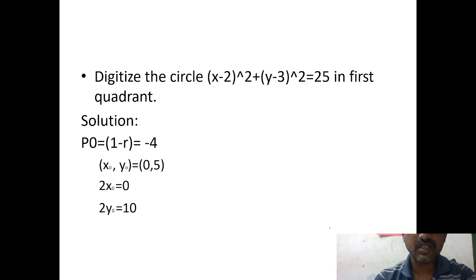For example, digitize a circle given by x minus 2 whole square plus y minus 3 whole square equal to 25 in the first quadrant. Then p naught equal to 1 minus r equal to minus 4, x naught comma y naught equal to 0 comma 5, 2 x naught equal to 0, 2 y naught equal to 10. In this equation we can find the x comma y, then produce the x and y values. Okay. R square is 25, that is r equal to 5, then 1 minus r equal to minus 4. Okay.